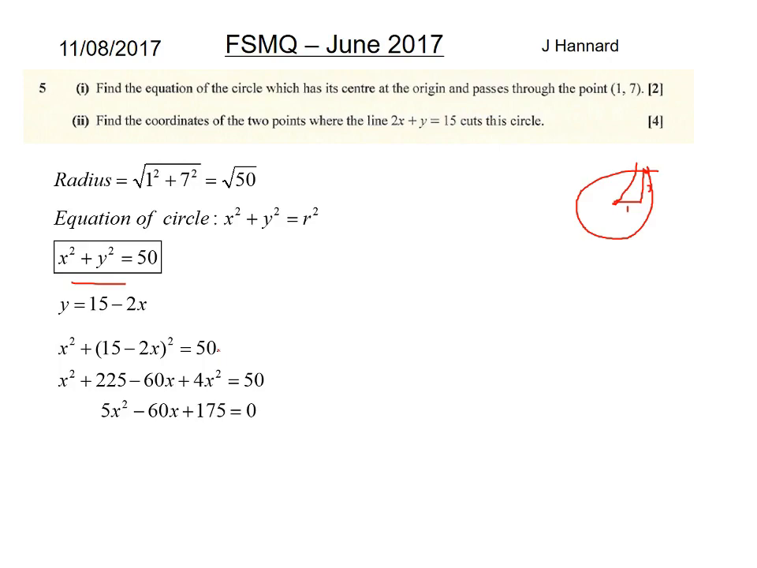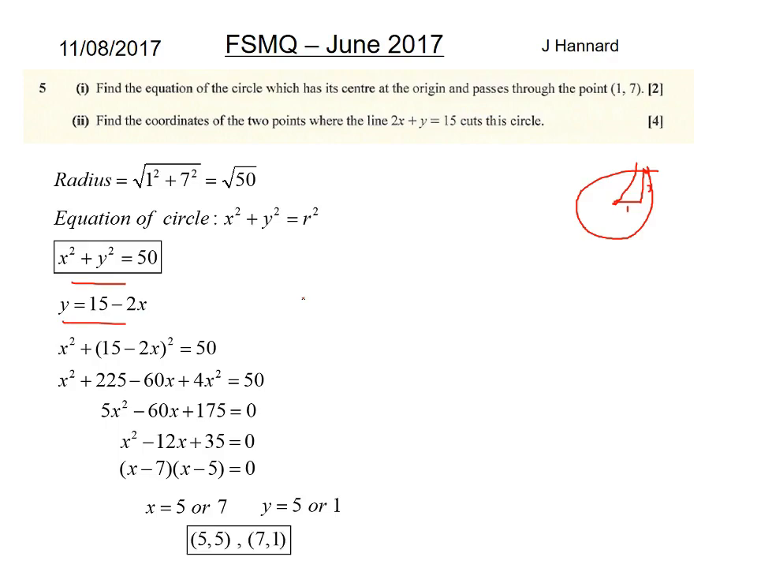I say common factor of 5, so divide through by that, and you get x squared minus 12x plus 35 equals 0, and that factorizes beautifully to (x minus 7)(x minus 5) equals 0. So x is 5 or 7, and then you put that back into this equation to find out your y coordinates, and you find out that they are 5 or 1, so therefore they are your coordinates (5, 5) and (7, 1).